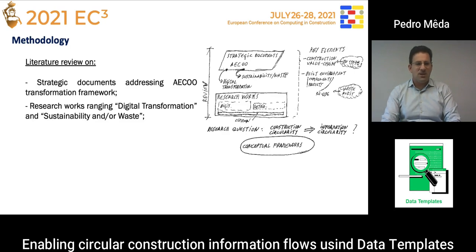And we start with a research methodology that consisted on a literature review targeting the strategic documents and some research works on the topics that I already have mentioned. Key elements identified were the construction industry value chain and built environment reusability. These were supported by the European standard 15978, that is sustainability of construction works, namely the life cycle phases and also the waste audit guidelines.